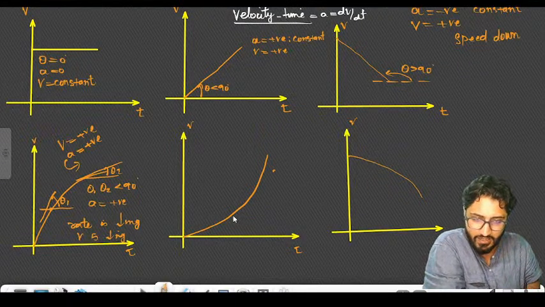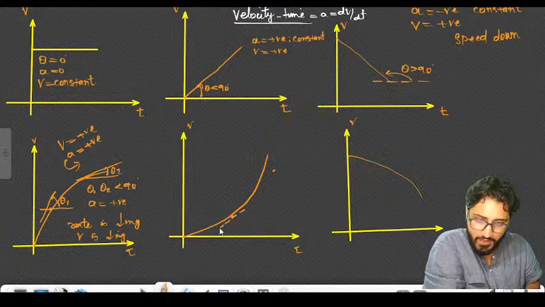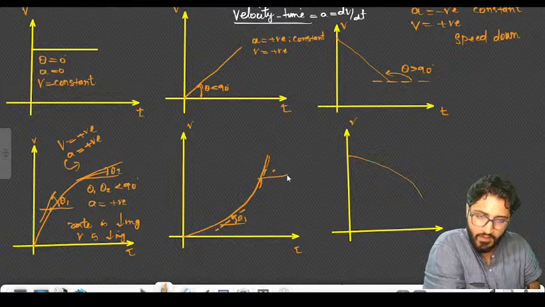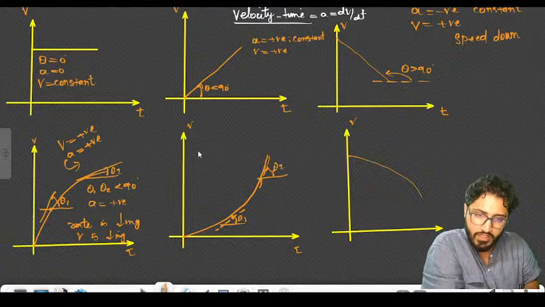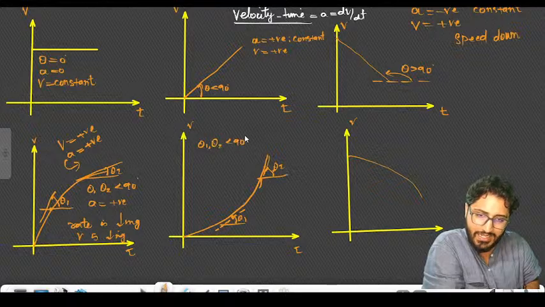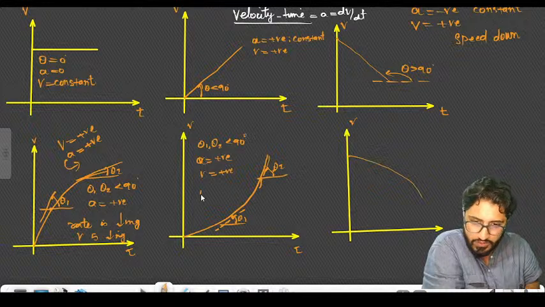Now here, what do you write here? Theta 1, theta 2, both less than 90 degree. So my acceleration is positive. Velocity is positive. Speed up or down? Speed up.